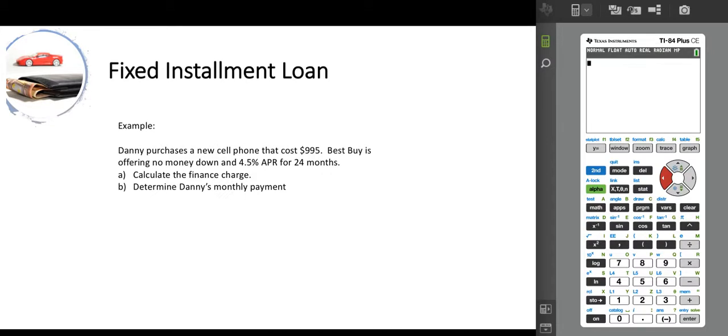So Danny purchases a new cell phone that costs $995, and Best Buy is offering no money down and 4.5% APR for 24 months. We have to calculate the finance charge that Danny is going to pay, and we're going to determine Danny's monthly payment. So we're going to first do the finance charge, using a chart from your book. The key information that you need from the question is what the APR is, which is 4.5%, and the length of the loan, which is 24 months.